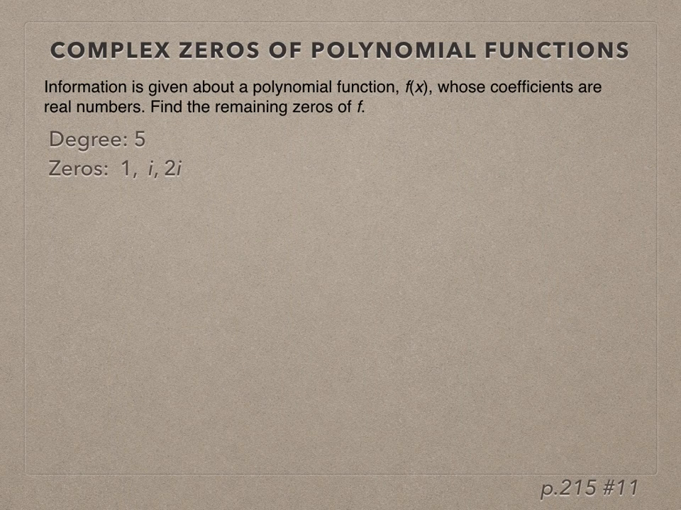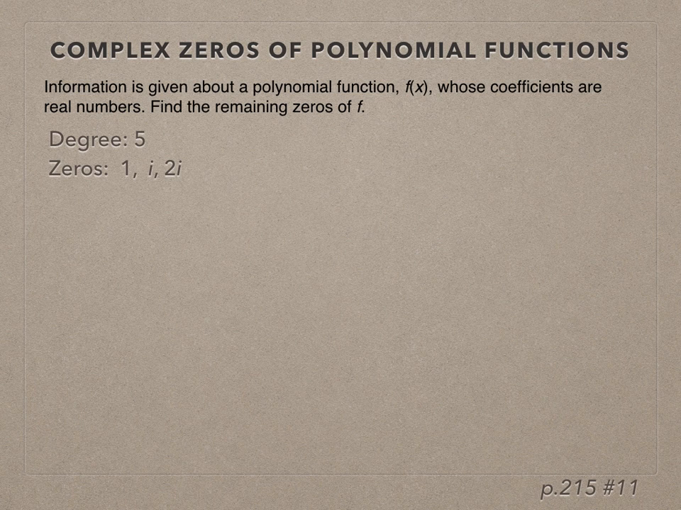Complex zeros of polynomial functions. It says information is given about a polynomial function f of x whose coefficients are real numbers. The directions are to find the remaining zeros of f. We're given that this function is of degree 5.